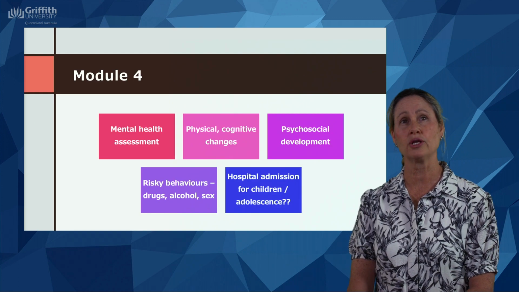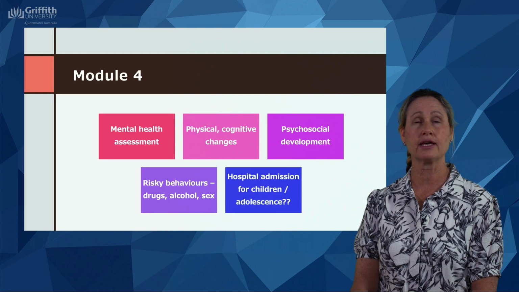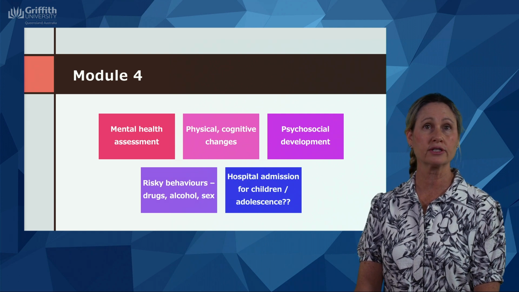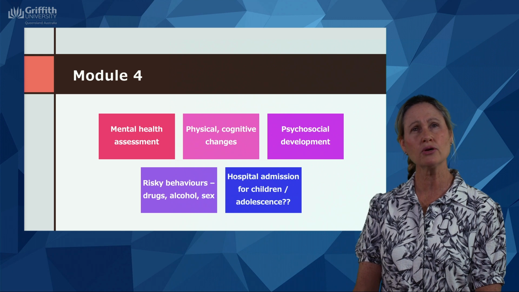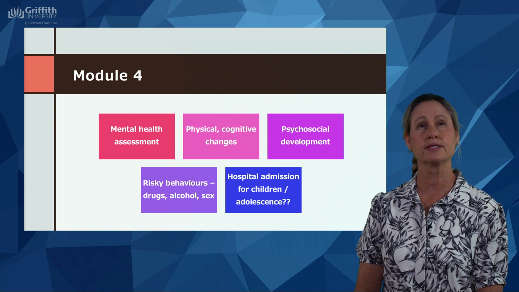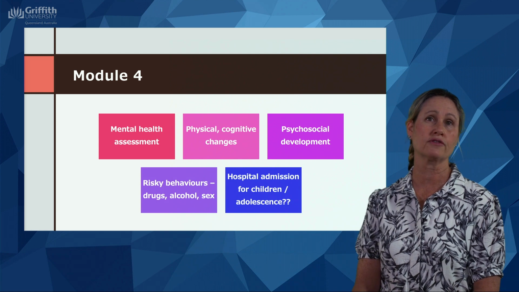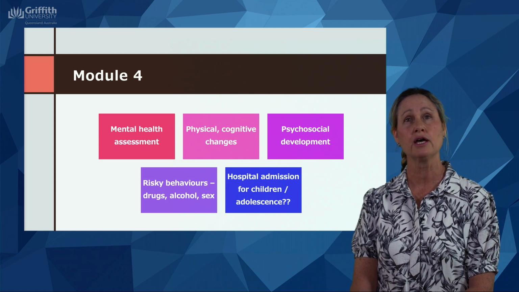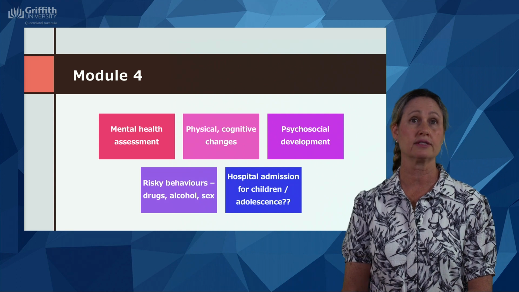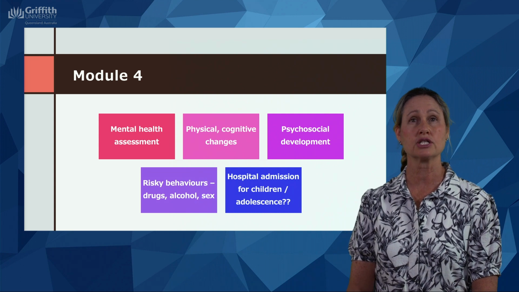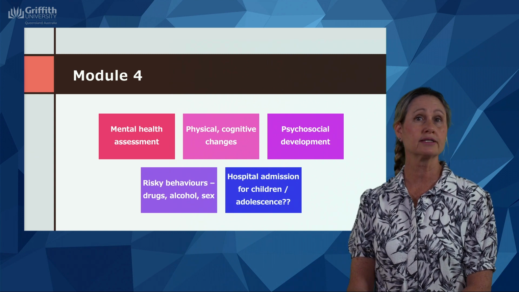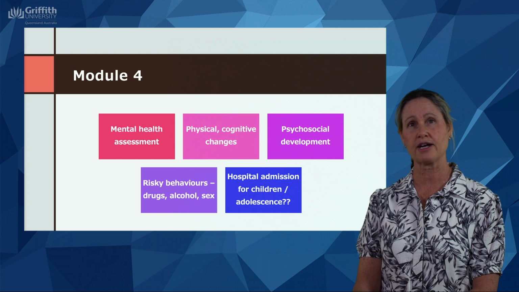In module 4 we looked at adolescence. We looked at their key development stages, which included physical and cognitive changes, and we also looked at psychosocial development. In relation to this, there was a big aspect of the module which looked at mental health and mental health assessment, which led then to risky behaviours and discussions and what the nurse's role is in relation to that: drugs, alcohol and sexual risk factors.